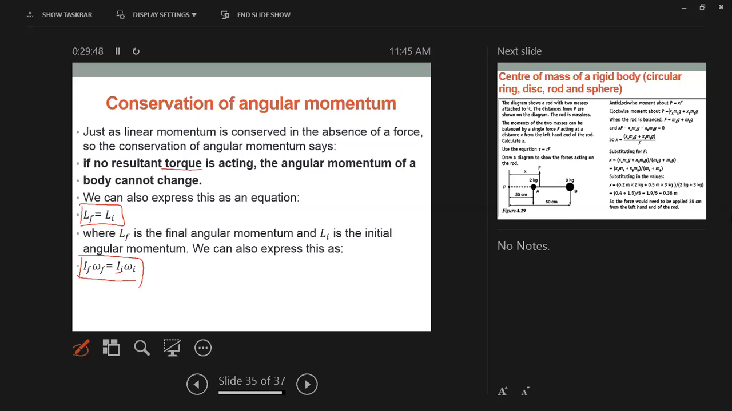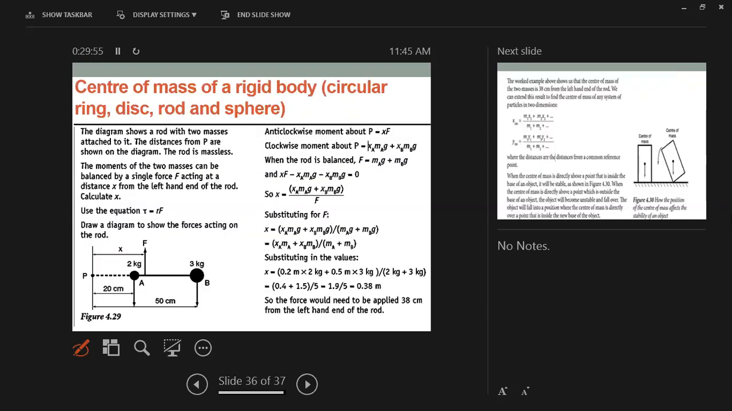Okay. So next and lastly, we have center of mass of a rigid body. This topic, I think you guys had difficulty understanding. So there is an example over here. Let's go over the example. There are two bodies over here. One of them has 2 kilogram, as you see over here. The other one has 3 kilogram. The distance between A and B is 50 centimeter, and the distance from A to P is 20 centimeter.